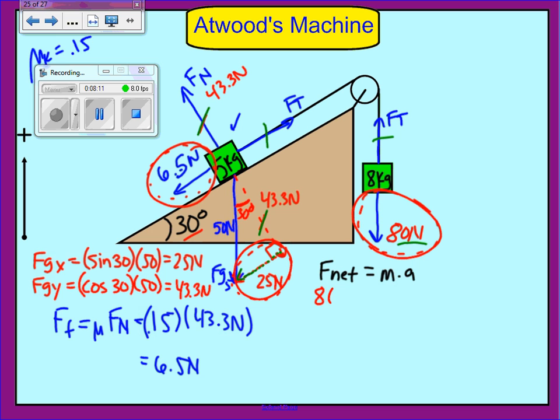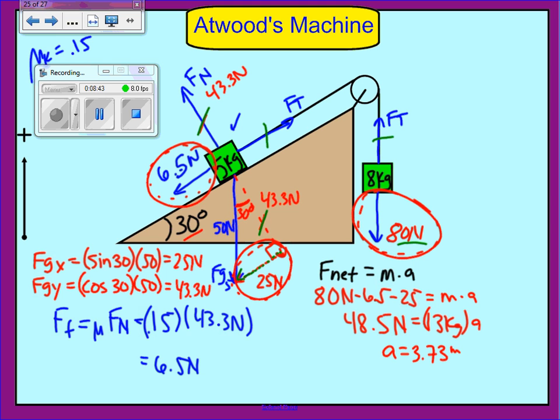So really my force net is 80 newtons minus the frictional force minus the gravity x, and that's equal to the mass times the acceleration. So my net force is 80 minus 6.5 minus 25. My net force is 48.5 newtons, and that's equal to the mass of the entire system, which is 13 kilograms, times a. Divide by 13, and my acceleration is 3.73 meters per second squared.